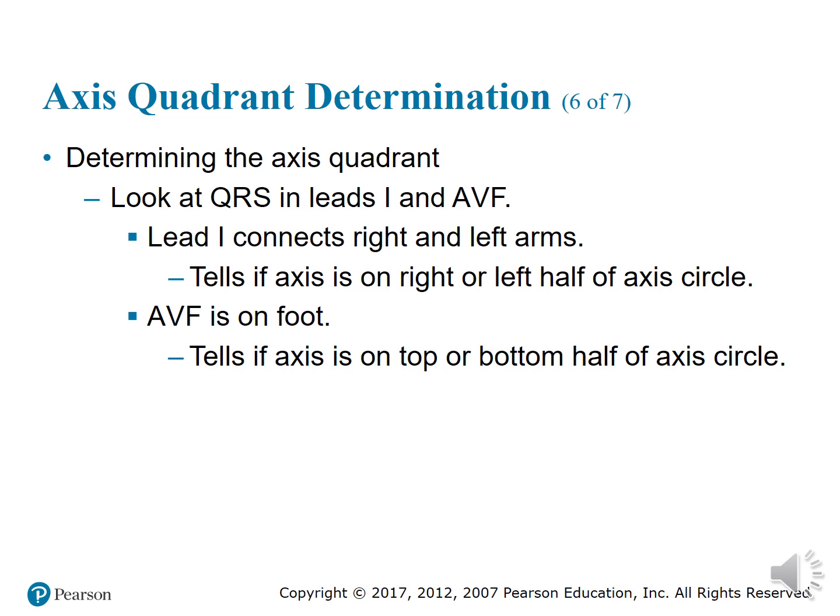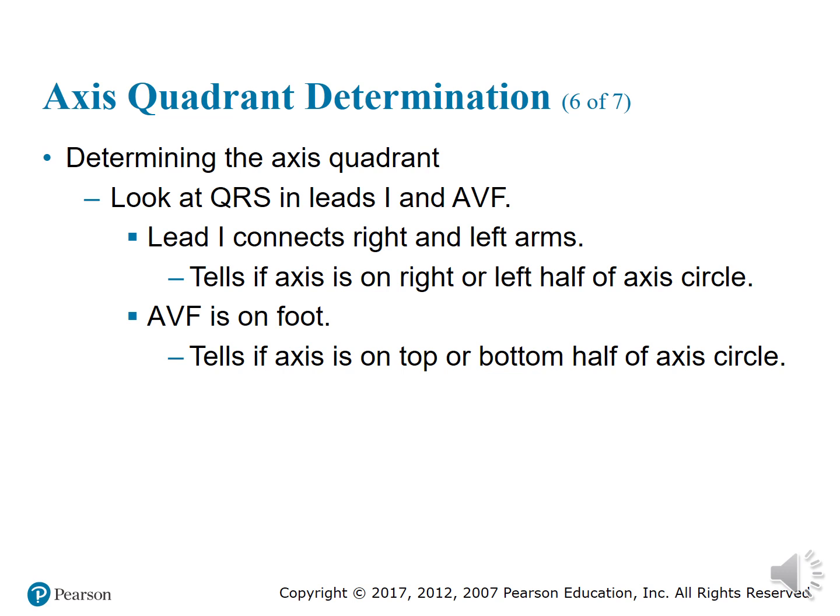Being that lead 1 is accessing right arm to left arm, that tells us what the right and left half of the axis circle is doing. If you look at the circle, it's broken up into 4 quadrants. And with AVF, of course, we know that is from the foot, so it's looking at the top or the bottom half of the axis circle, which breaks it up into 4 different quadrants.